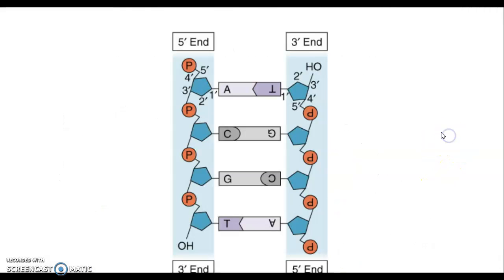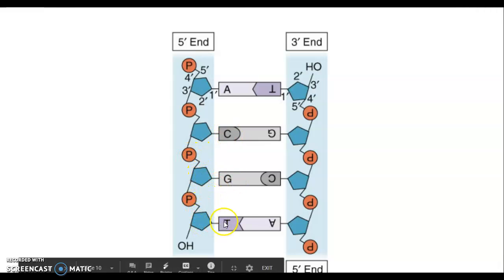So let's take a look at the next slide. It shows you a little bit simpler diagram. So you have phosphate, sugar, base, phosphate, sugar, base, phosphate, sugar, base, phosphate, sugar, base. Now on the other side, you're going to notice that you actually have the same thing, except in this case, it's going in the opposite direction.